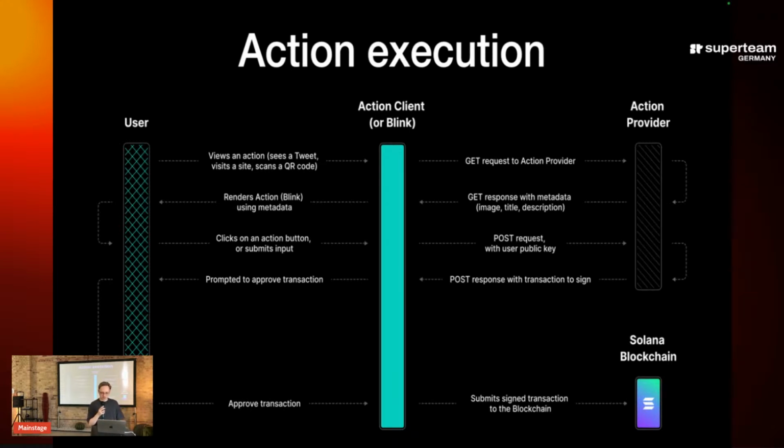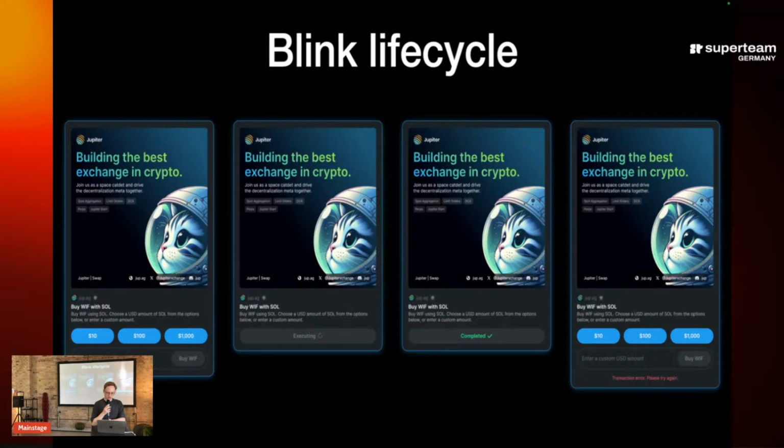So yeah, it returns a serialized transaction in the POST response, and the user can sign it in the wallet. You don't actually need to do any integration with the wallets, use a wallet adapter or anything. You just need to compose the transaction, serialize it in base64, and return it to the user. After this, when the user decides to approve the transaction, it will get submitted to the cluster, and that's it. Pretty simple, straightforward flow.